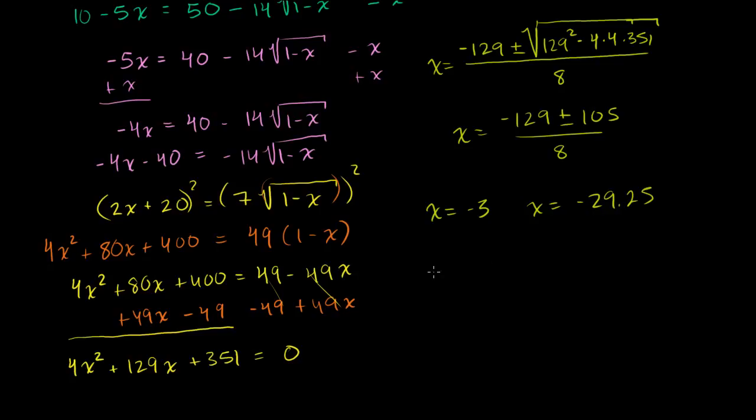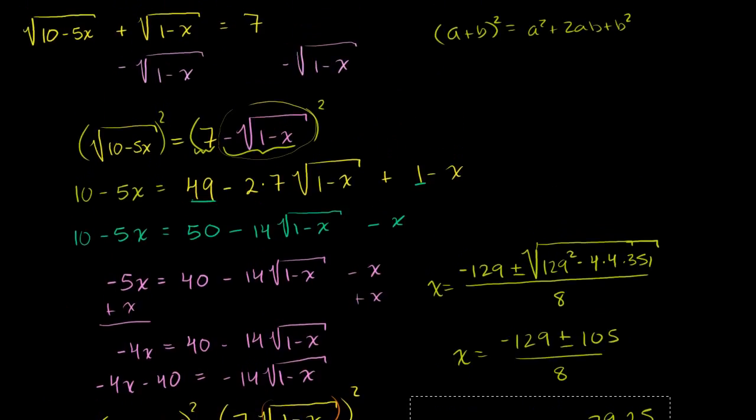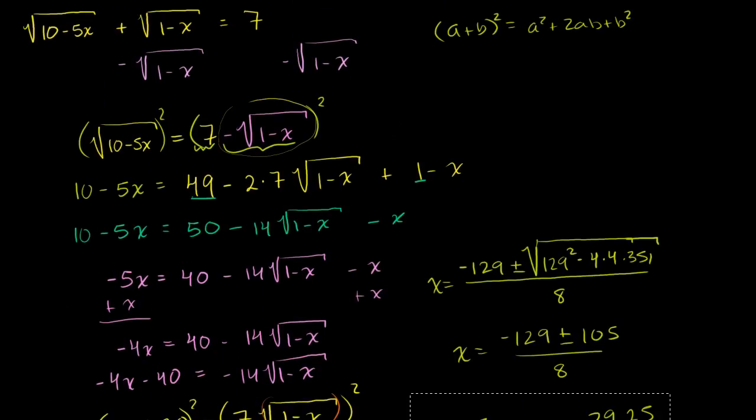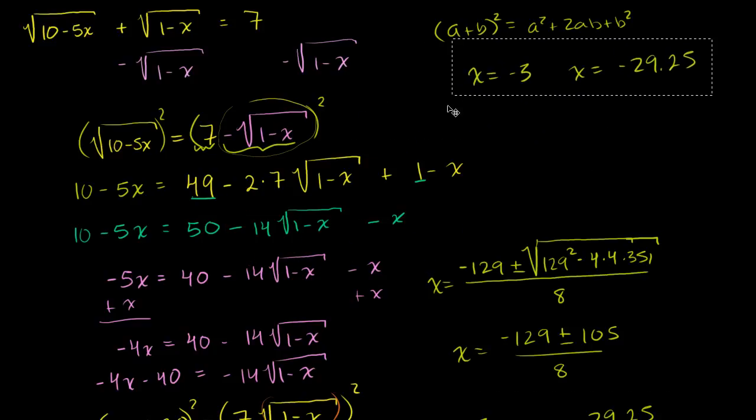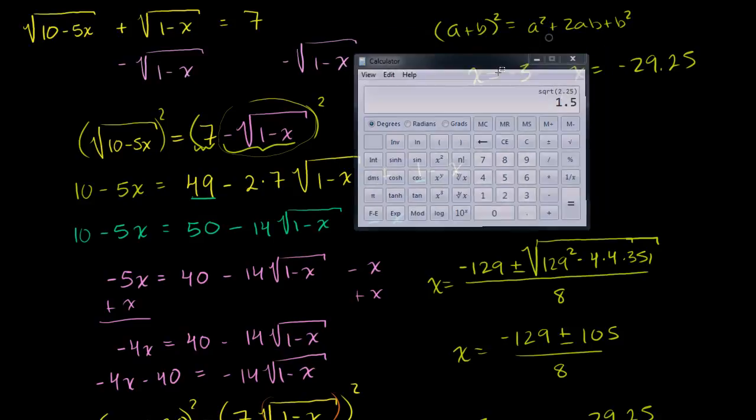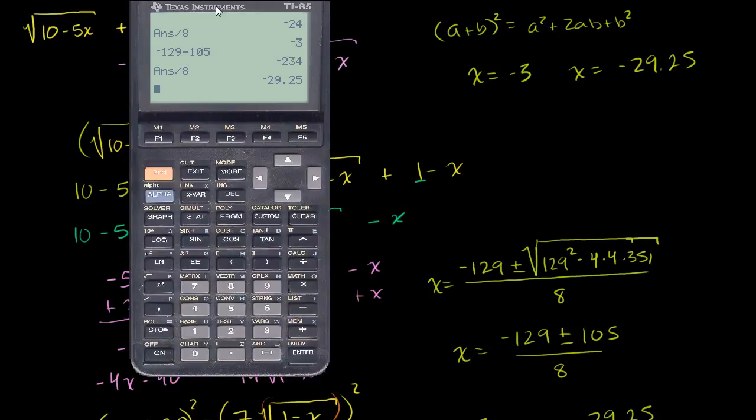29.25. Now, remember, this is a radical equation. We have to validate that both of these work. Or if they don't work, they're going to be extraneous solutions. Or one of them might be an extraneous solution. So let's copy these and go back up to our original problem up here. Let me paste them just so we remember what our solutions were. And let's just evaluate them in the calculator to see if they work. I don't want to use that calculator. Use this calculator, much better.